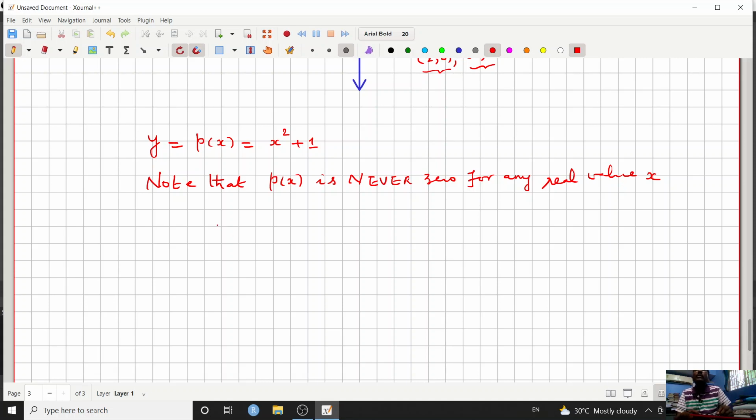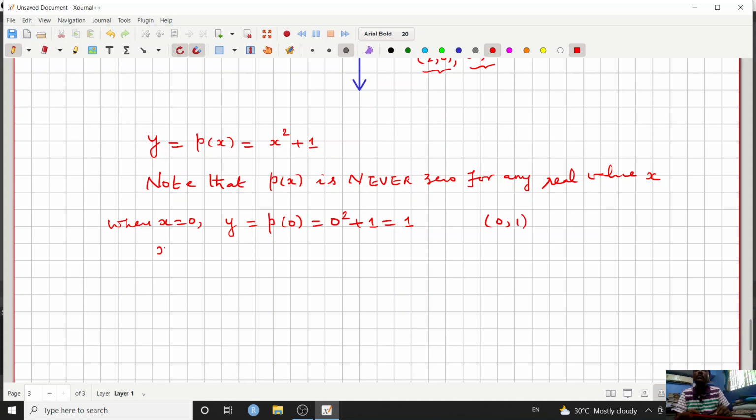We can check. When x is equal to 0, y is equal to p of 0. You put x is equal to 0 here. So what do we get? p of 0 is 0 square plus 1, which is 1. So you get the point (0, 1).